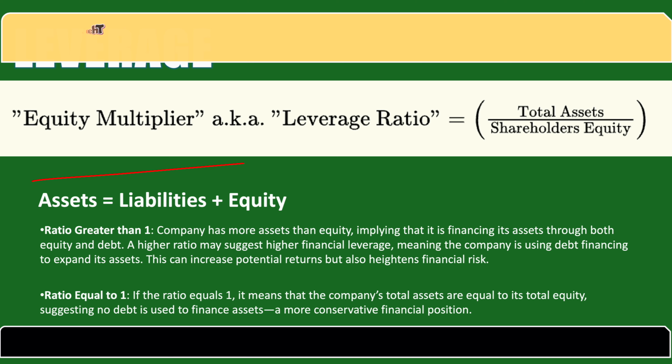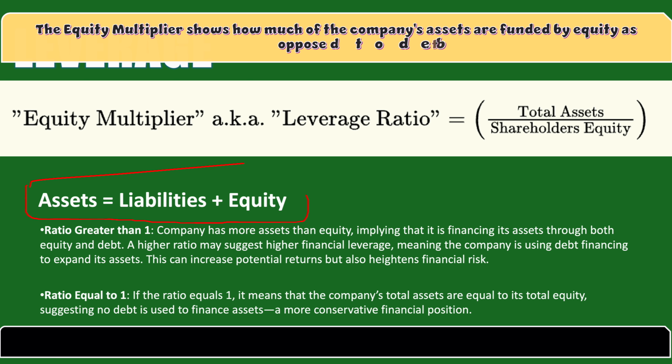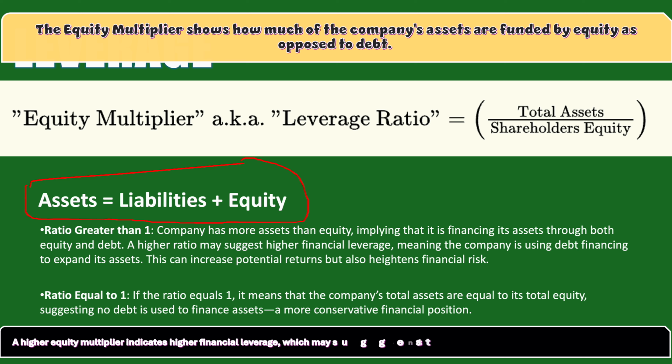Now we know that assets is equal to liability plus equity. This is the basic equation of the balance sheet. If assets is equal to equity, that means there is no leverage and the leverage ratio shall come as 1. When the ratio is equal to 1, it means the company's total assets is equal to total equity, suggesting that no debt is used to finance assets, which is a very conservative financial position.